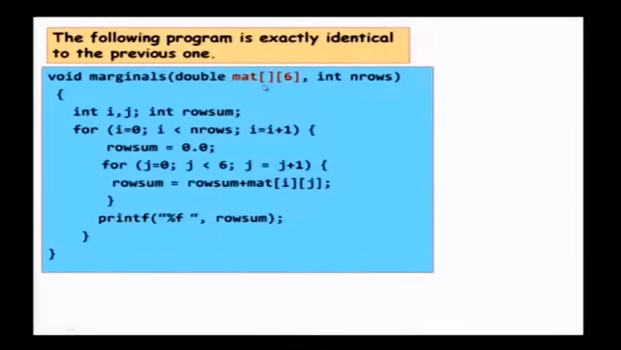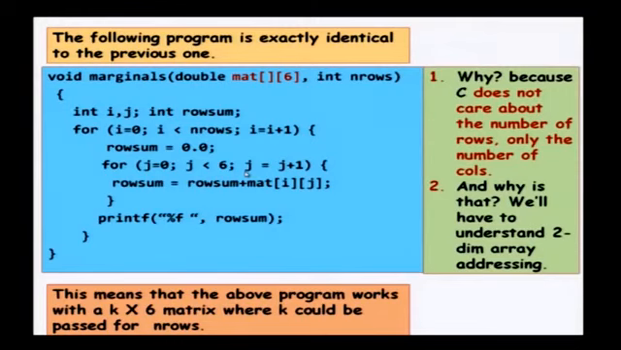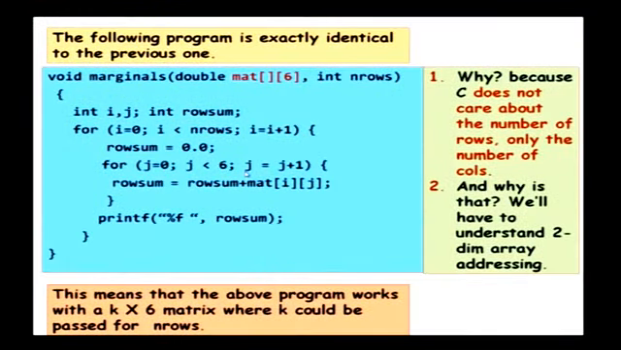So, we have a similar phenomenon for 2D arrays, except you are not allowed to omit both rows and columns. Okay. You have to specify the number of columns, but you are allowed to omit the number of rows. Okay. So, the number of rows is not important, you could omit it and just give an empty pair of brackets, and the code will work as before. So, this means that the above program actually works for any k cross 6 matrix, okay, where k could be the number of rows. And this is because C does not care about the number of rows, only about the number of columns. And why is this asymmetry?